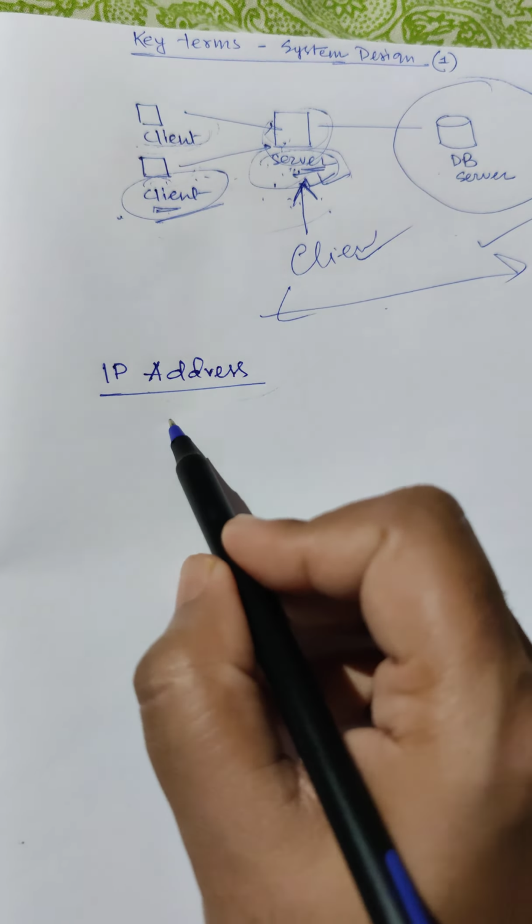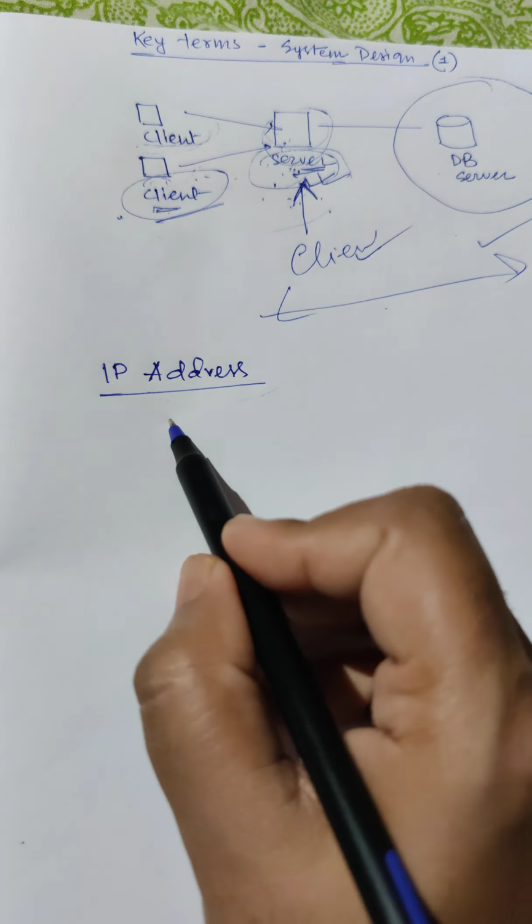Now, if we talk about IPv4 addresses, an IPv4 address has four numbers separated by dots. For example, you have A, B, C, D, these four numbers. These four numbers have a range, and that range starts from 0 to 255, right?